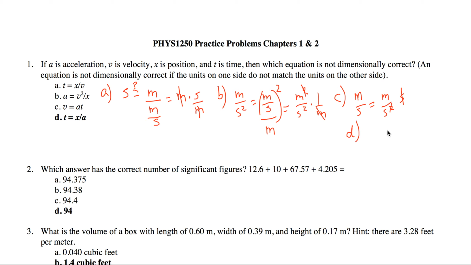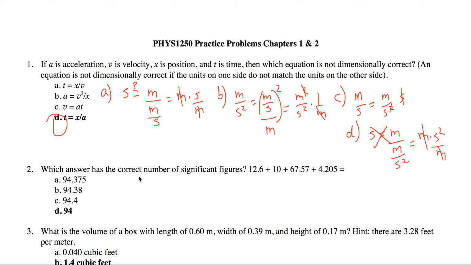We can look at it. T is time in seconds. Is that equal to position, which is meters, divided by acceleration, which is meters per second squared? And we can see when we divide these two that they're not the same, because this is equal to meters times second squared divided by meters. I multiply by reciprocal, and we have seconds equal to seconds squared, which is not correct, so D did not work out over here.